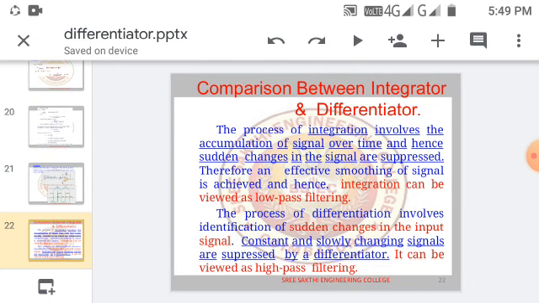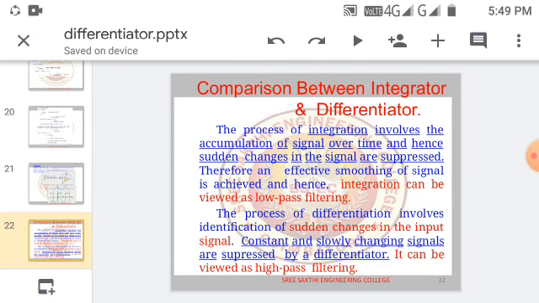Low pass filtering is nothing but low frequencies are passed and high frequencies are attenuated. That is, we have a cutoff frequency Fc. For example, if I take the low frequency as 0 and the high frequency as F, the low pass filter passes only the frequencies between 0 and Fc and attenuates the frequencies from Fc to F. That is called a low pass filter.